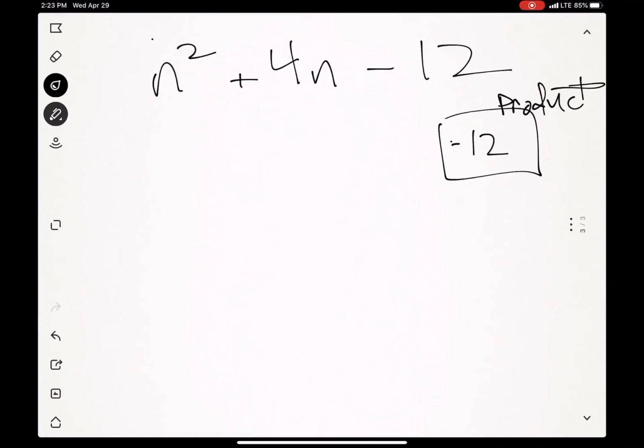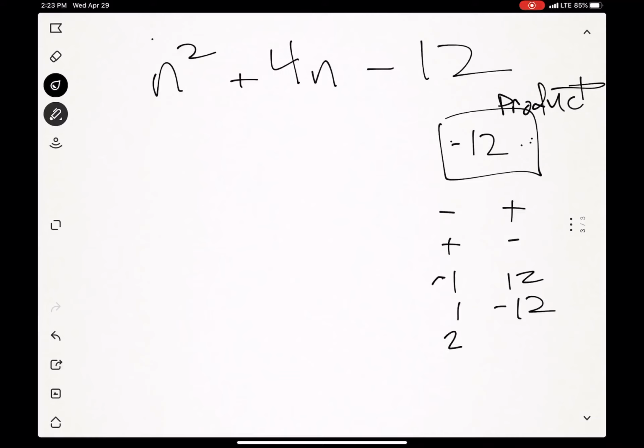Product to be a negative, it has to be a negative times a positive or a positive times a negative. So let's list out all of the factors of 12. We'll just list them out normal, and then we can assign them positives and negatives. So I'll do 1 and 12. Those are both factors. And I'll do negative 1, positive 12, and then positive 1, negative 12. Both of those will equal negative 12, okay?